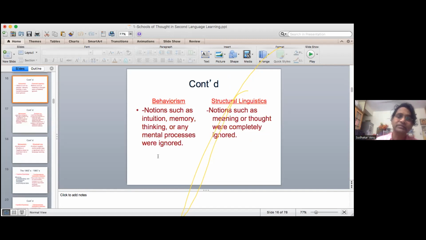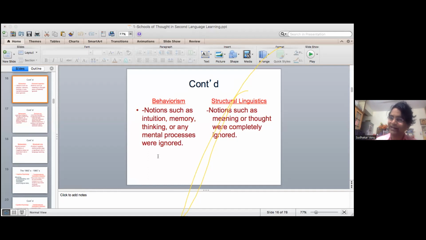For behaviorists, intuition, for example, is not important. Memory, let us not study it. Thinking, don't do too many studies on thinking or any other mental processes. These are all systematically ignored by the behaviorist school of philosophy in language studies. In the same way, in structural linguistics also, notions such as meaning or thought were completely ignored.